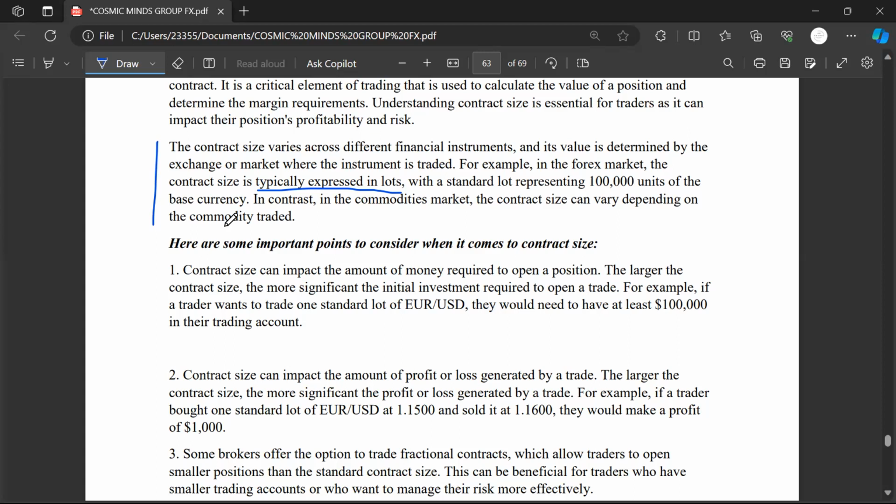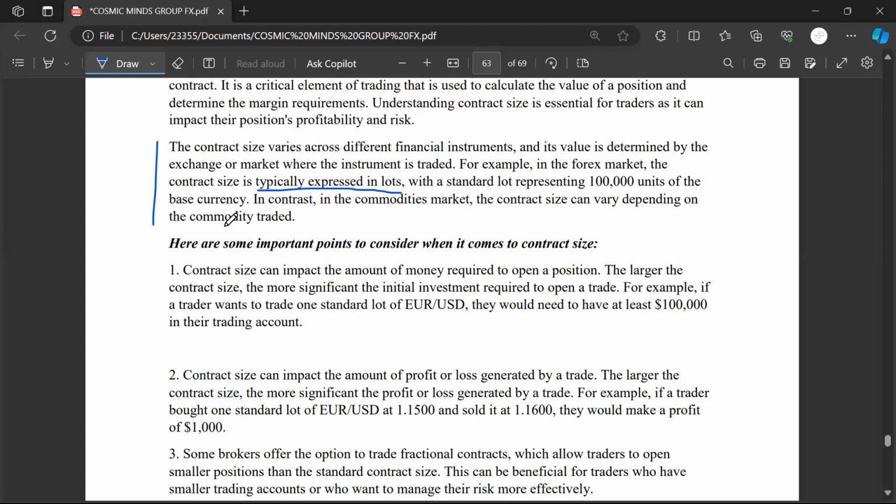So the larger the contract size, the more significant the initial investment required to open a trade. So for example, if a trader wants to trade one standard lot of EUR/USD, they would need to have at least $100,000 in their trading account. If they don't have this, that is where the term called leverage will come into play. We have done that in episode 12 still.